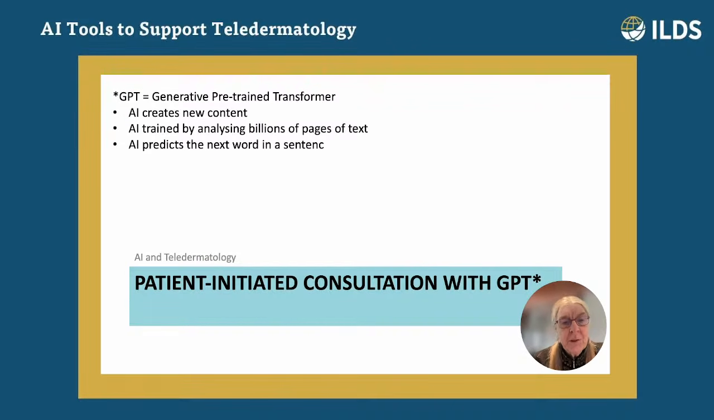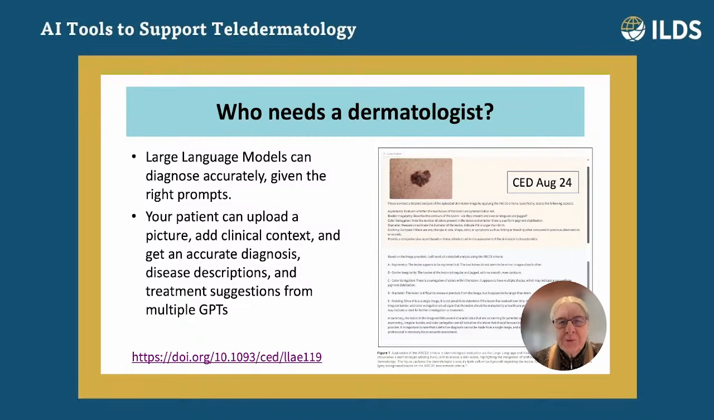But some patients nowadays bypass teledermatology and go straight to the computer themselves. They could do that by patient-initiated consultation with a GPT. Now, a GPT, or generative pre-trained transformer, can create new content. It's trained by analyzing billions of pages of text and works by predicting the next word in a sentence. These are large language models. They can diagnose accurately given the right prompts. Your patient can upload a picture of their skin problem, add clinical context, and get an accurate diagnosis.